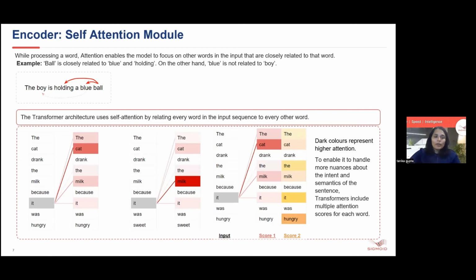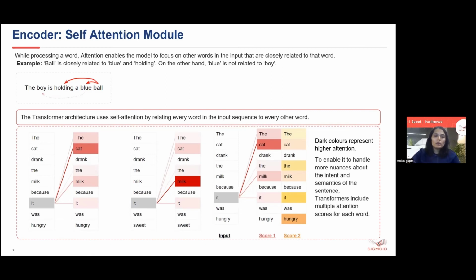Now, how is it important when we talk about translation? Let's deep dive and look at another example. Over here, the sentence we have is, the cat drank the milk because it was hungry. If we look at the attention module, when we look at the word it, it will give a higher weightage to cat and a lower weightage to milk. Now if we change this sentence to, the cat drank the milk because it was sweet, the word it is referring to milk, and you can see the attention module is able to capture this relation.